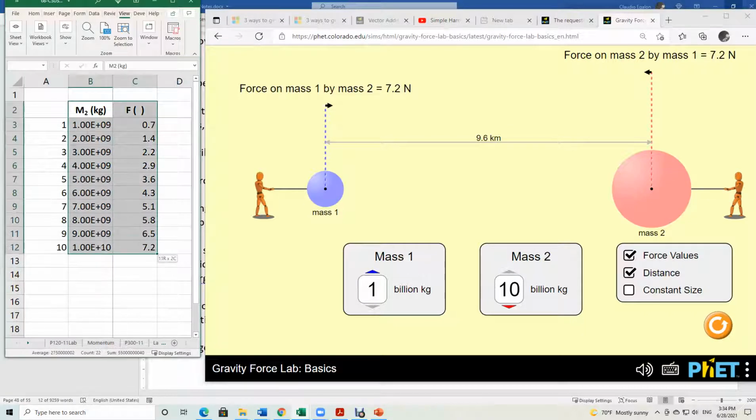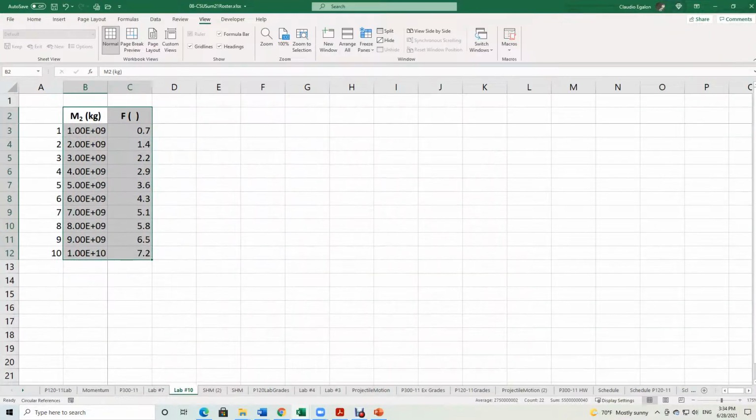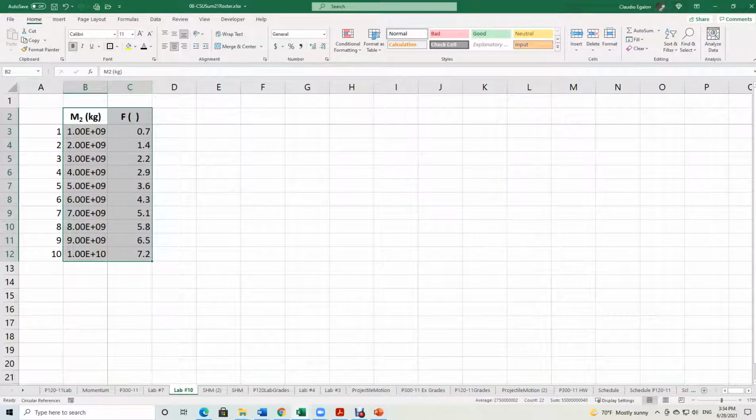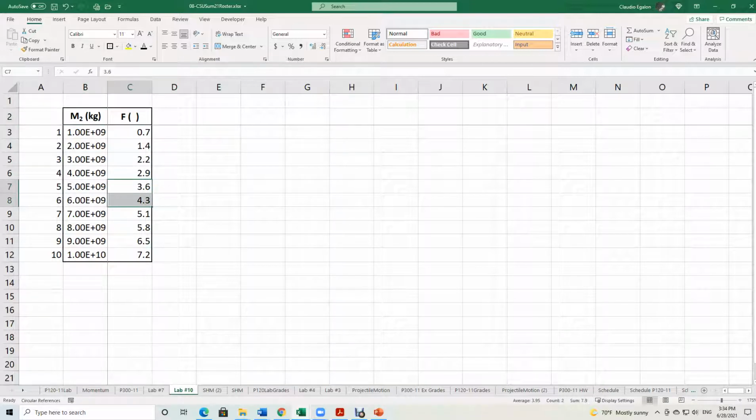Now let's make this table look nice. Put dark borders. And let's see what else he wants us to do.